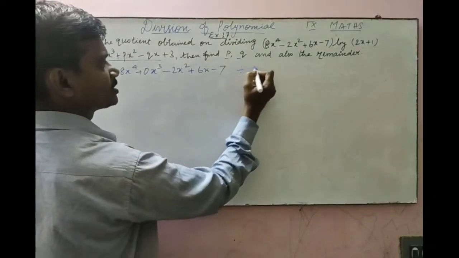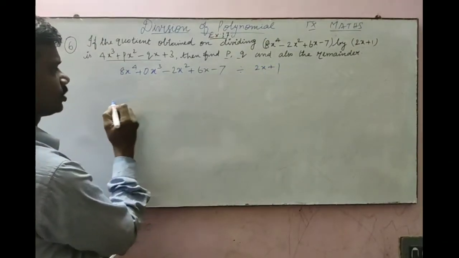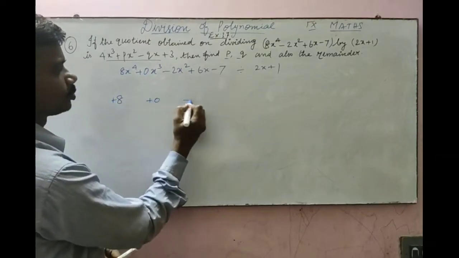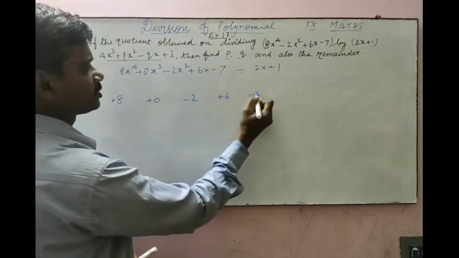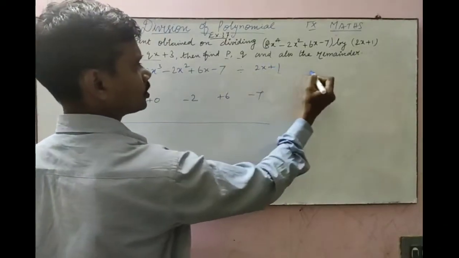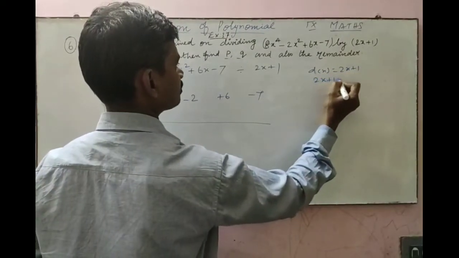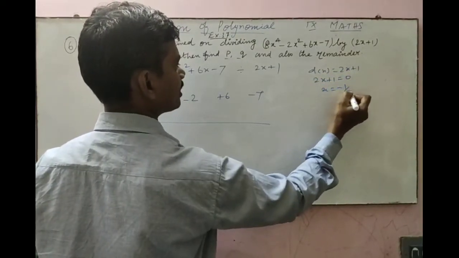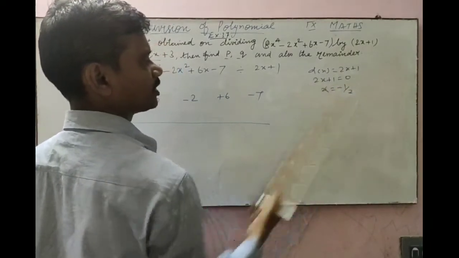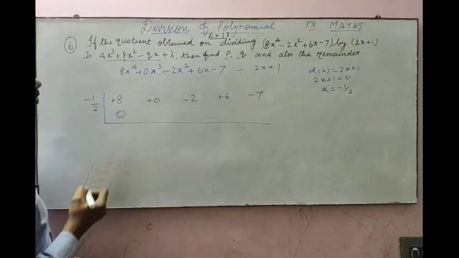Now I am going to divide this by 2x plus 1. So I have to write the coefficients: 8, 0, minus 2, 6, minus 7. I am going to divide this with, what is the divisor here? 2x plus 1. If I get the value of x, I will get minus 1 by 2. Plus 1 goes to this side as minus 1 divided by 2, minus 1 by 2. First I have to put 0.